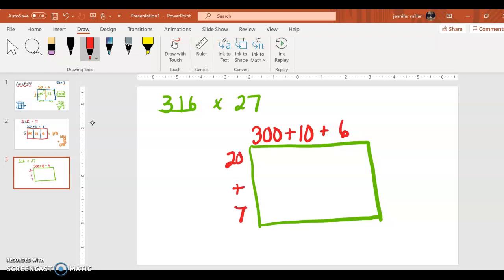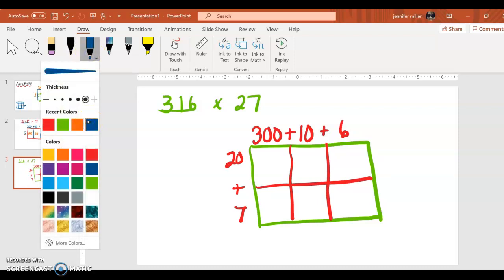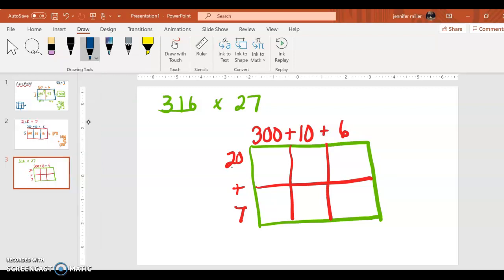Since I had 3 numbers here, I want 3 columns. And since I have 2 numbers here, I need 2 rows. And we're going to do the same exact thing, only this time we have 6 partial products instead of 3. So 20 times 300, I'm thinking 2 times 3, and that's 6. But since this was 2 tens, I need to make that 6 tens. And then this was 300, so I need to make it 60 hundreds, or 6,000.